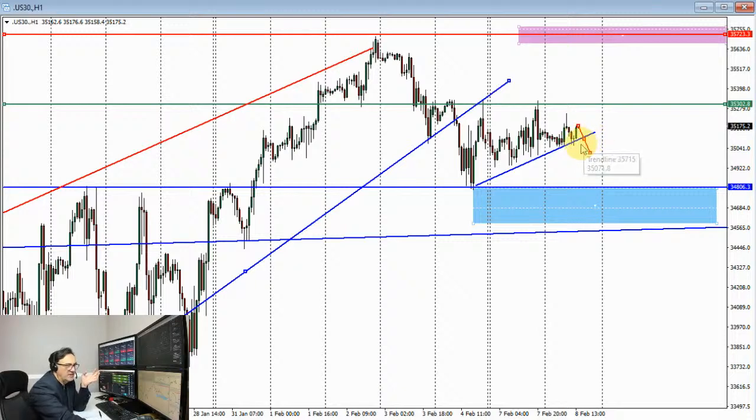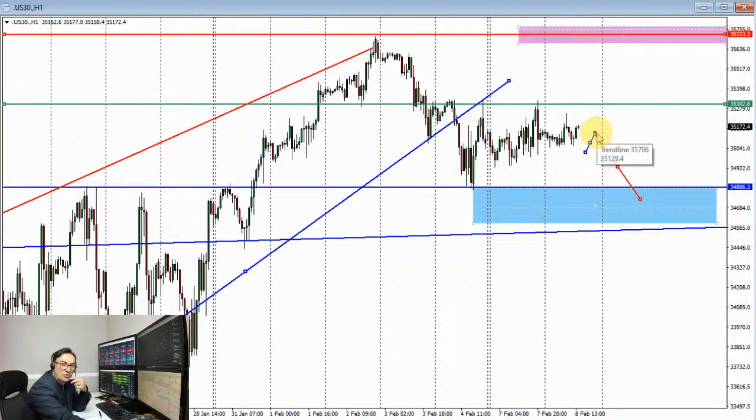35,100, 35,050, thereabout, and then possibly a little retest from underneath. So support, once broken, becomes resistance, and then from that point I see fairly decent selling pressure like that.